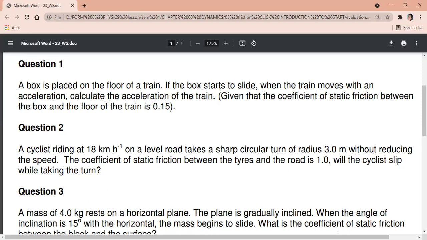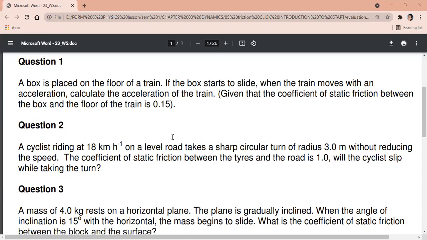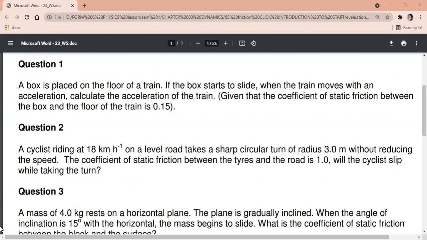This means that it starts to move, right? So it will have the maximum frictional force. Now, let's go to the whiteboard.